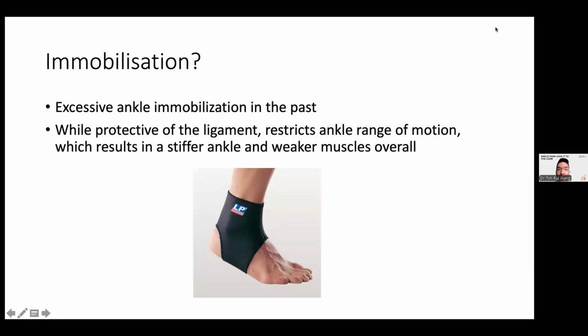So excessive immobilization, as I said, is a thing of the past. While it does protect the ligaments, it restricts your overall range of motion, which then results in the future in a stiffer ankle and weaker muscles overall, which then is a vicious spiral downwards to recurrent sprains.